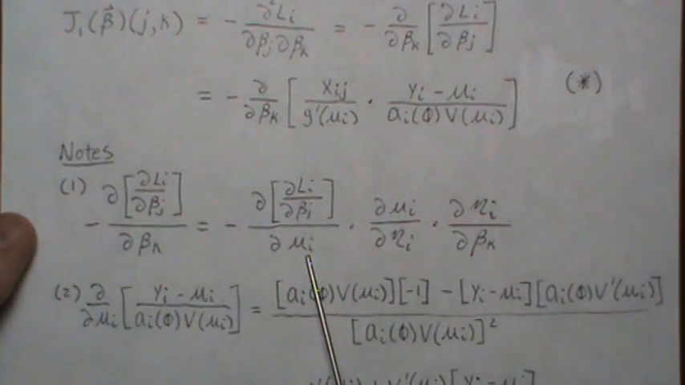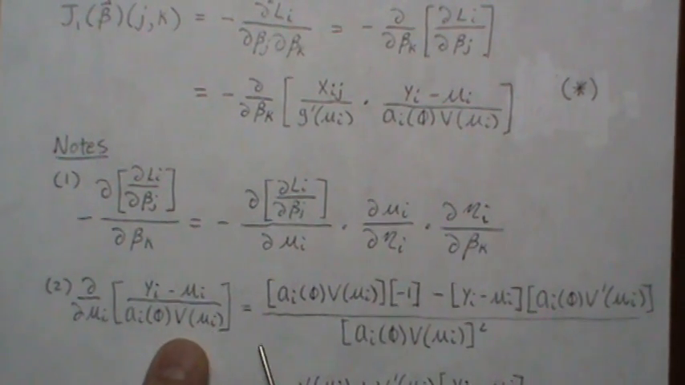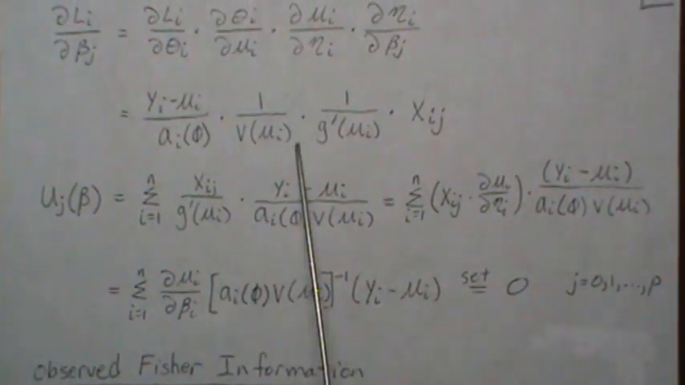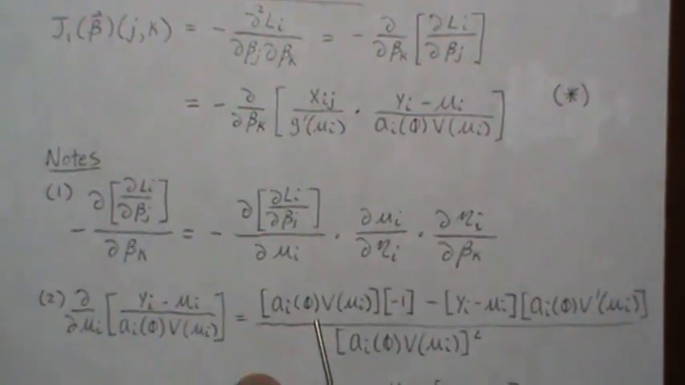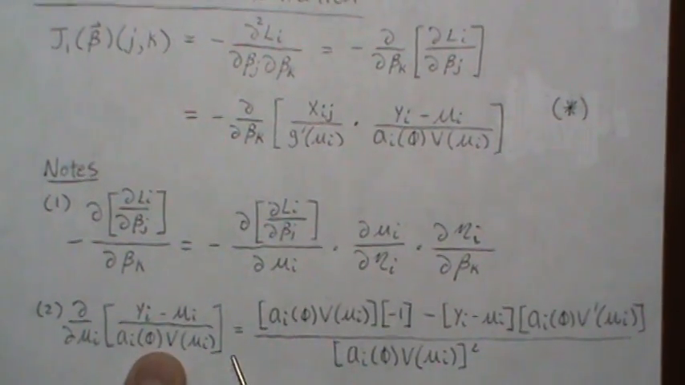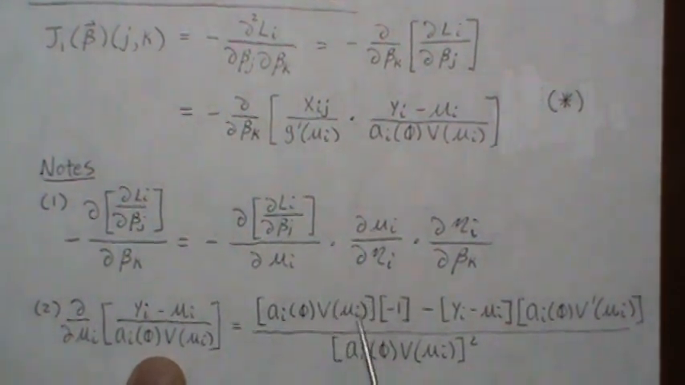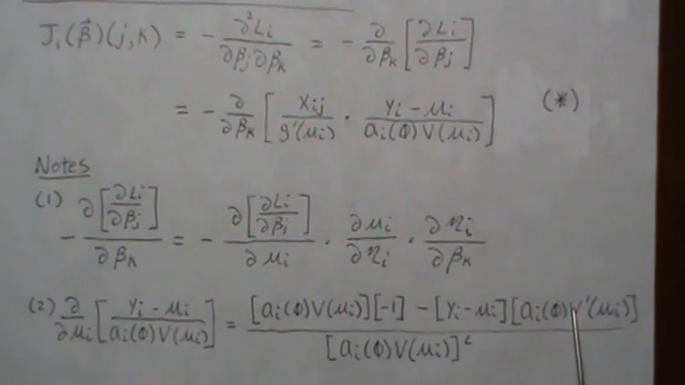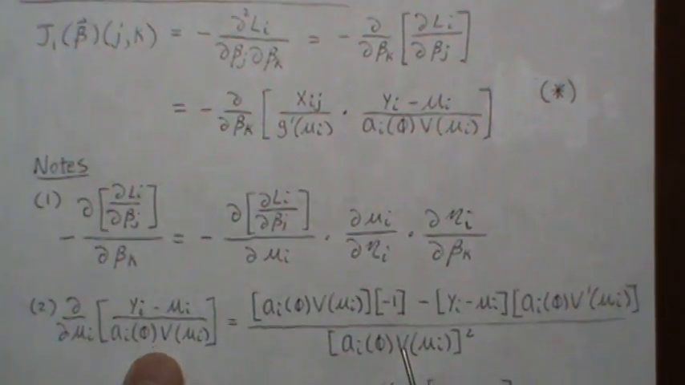So here we'll do the first one. This is with respect to mu i of this, which is this up here. So then you get this. We use the quotient rule, so it's the bottom times the derivative of the top, which is minus 1, and then minus the top times the derivative of the second, and since that's constant, it's just the derivative, and then it's squared on the bottom.